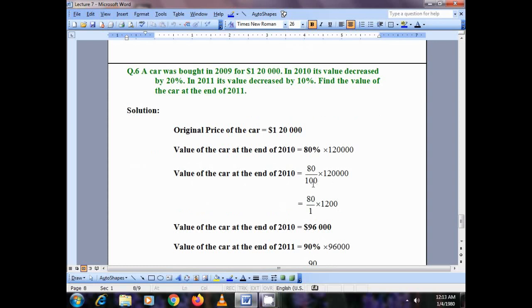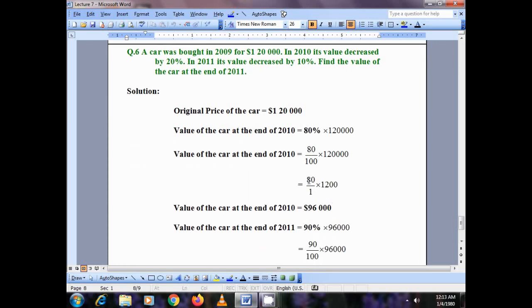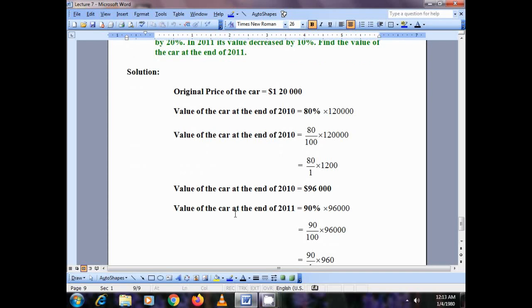Let's cancel these two zeros with the zeros of $120,000. The remaining quantities will be 80 divided by 1 multiplied by 1200. Again, if we multiply this 80 by 1200, we have the product $96,000, which is the value of the car at the end of 2010. Now let's find the value of the car at the end of 2011.